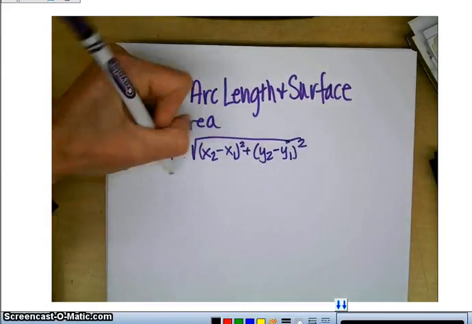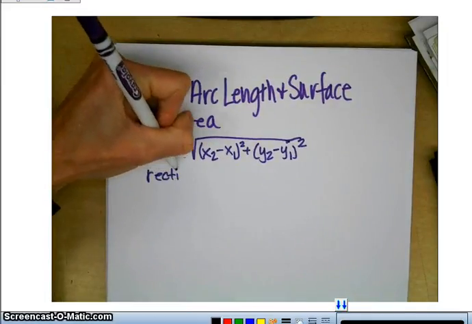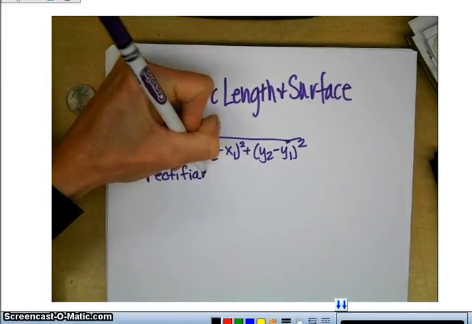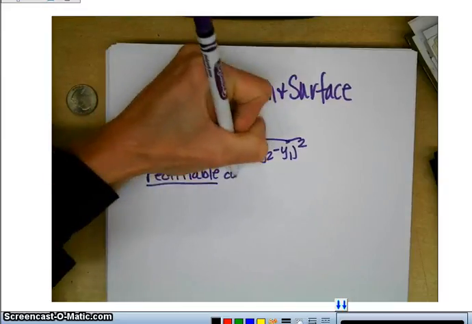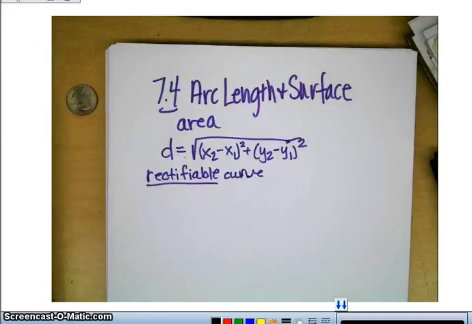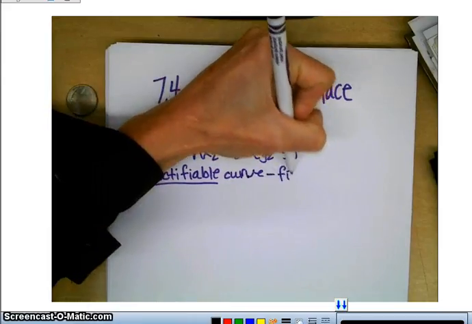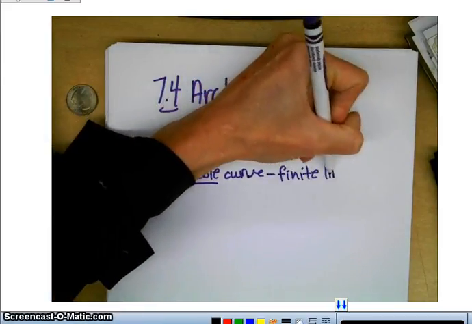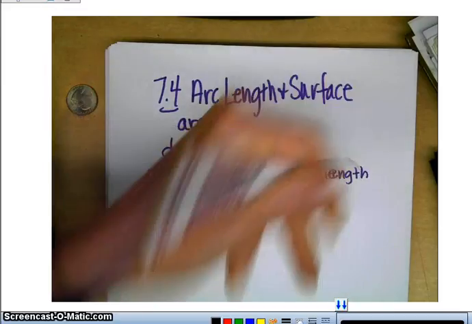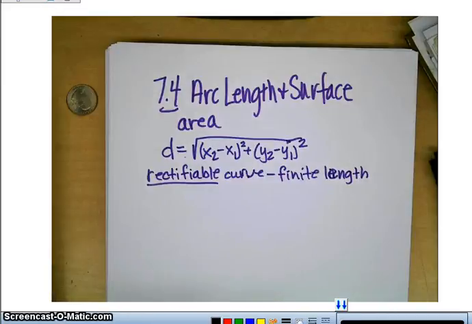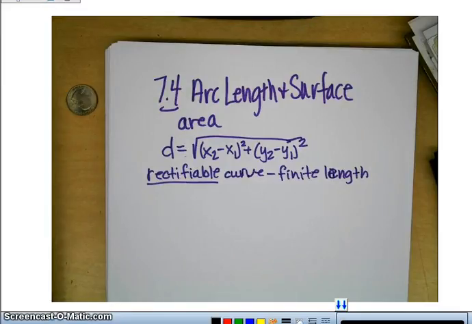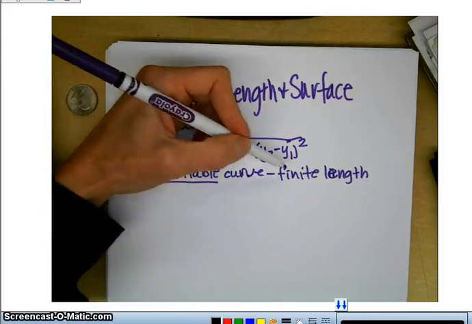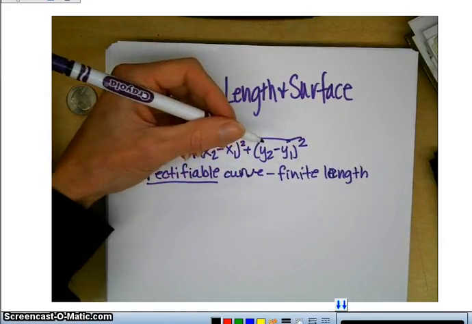And they define what's called a rectifiable curve. A rectifiable curve is just one that has finite length. Do you know what finite means? It ends. It has a definite length, okay? A rectifiable curve is something that has a definite arc length. To be a rectifiable curve, it just has to be continuous and smooth.